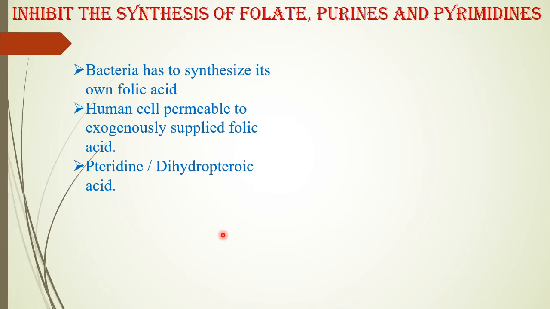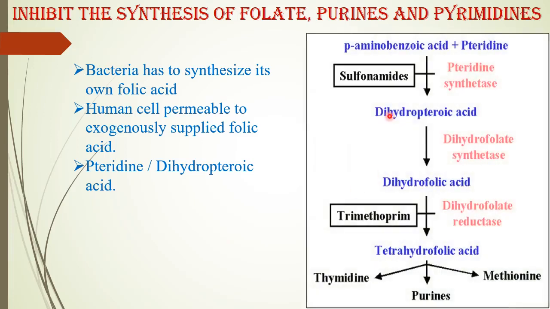But in case of bacteria, the mechanism is a bit different. The bacteria cannot take up the folic acid from an outer source. It has to synthesize it. Bacteria will synthesize the folic acid of their own. How is it synthesized? By means of p-aminobenzoic acid and pteridine. This is a certain chemistry part. You don't need to go into details. Just remember, p-aminobenzoic acid, if it combines with the pteridine, means dihydropteroic acid.